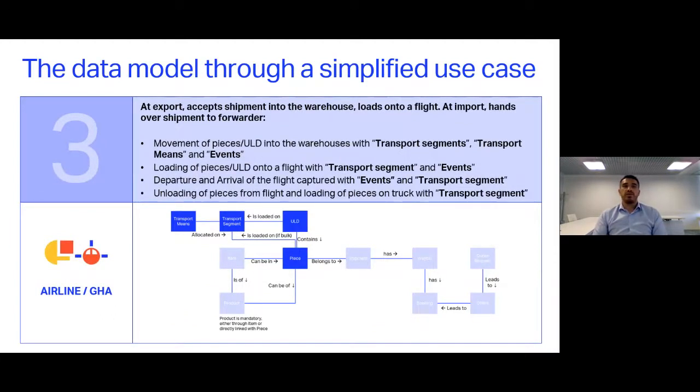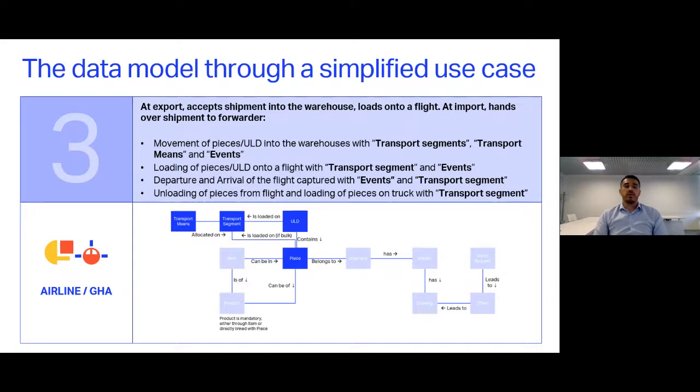When the shipment is transferred from the forwarder hub to the carrier domain, we arrive at stage three. So as I said at the beginning, at export, the carrier or the GHA accepts the shipment into the warehouse, and it is then loaded onto a flight. Of course, in between the flight departs and arrives at the destination airport. And at import, the shipment is basically handed over to the forwarder. So here, any movement of the PCs or ULD in the warehouse can be recorded as a transport segment and associated to transport means. This is something I presented just on the stage before.